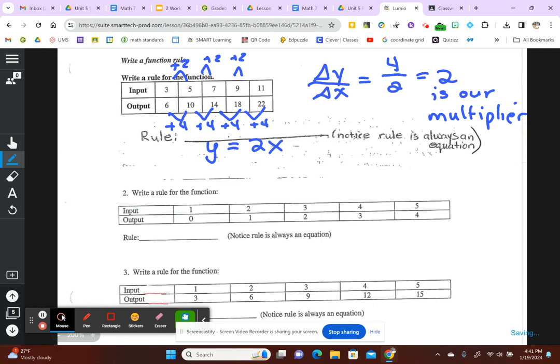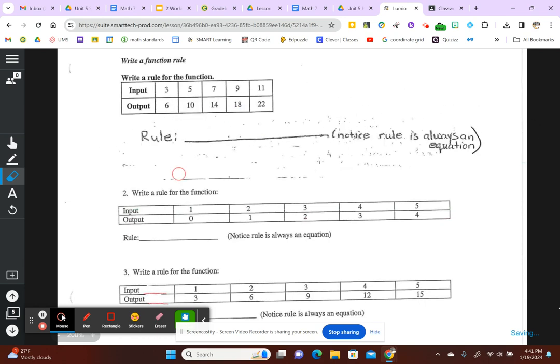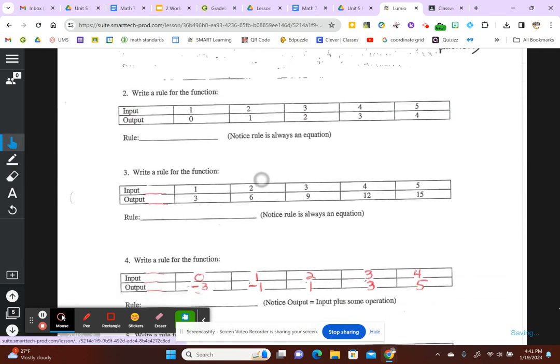And I look and I say, wow, look, that works. Because every time I double my x value, I get my y value. So I am done in this case. And I found out that the rule is y equals 2x. Now I'm going to look at this next one.